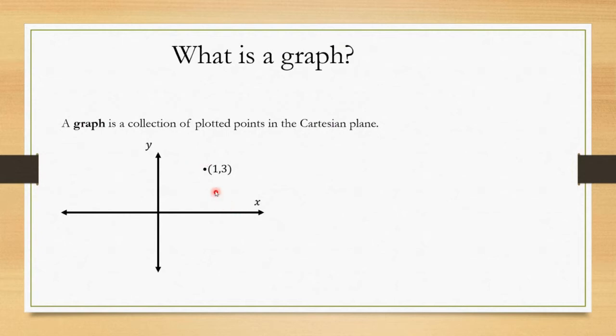So for instance here, if I just plotted this point, 1, 3, we do have a graph there. It may not be a graph you would analyze for hours, but it is still a graph technically. Any collection of points plotted in the Cartesian plane, also called the XY plane, is a graph. So that's what a graph is by definition.